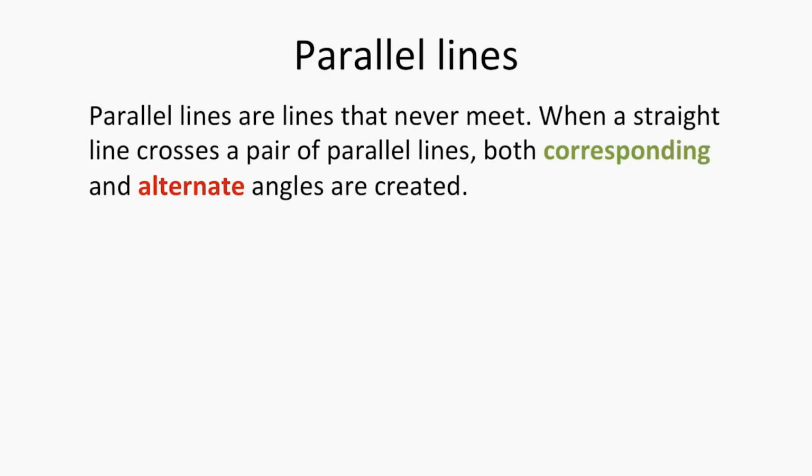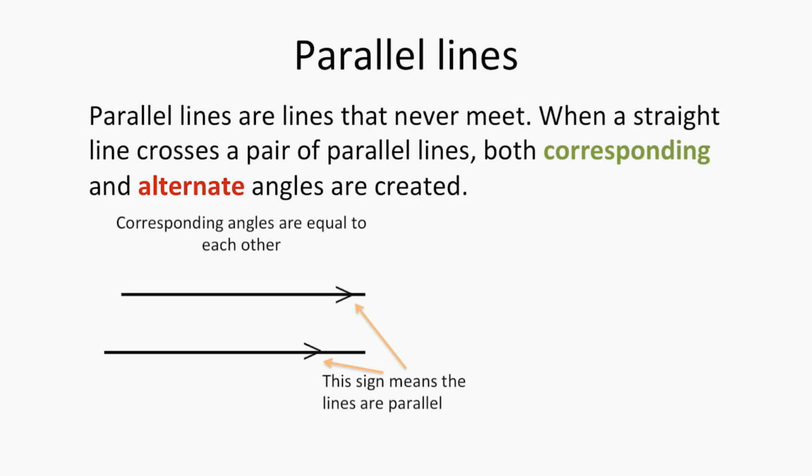You should be aware that parallel lines are lines that never meet, and when a straight line crosses a pair of parallel lines, both corresponding and alternate angles are created. Now, corresponding angles are always equal to each other. So if we have our parallel lines, remember they're parallel from those little arrows we've got on them, and then we have a straight line that cuts those parallel lines, our corresponding angles would be here. Now obviously there are other pairs of corresponding angles on here, but that's one pair of them, and you can see that they're both equal to each other.